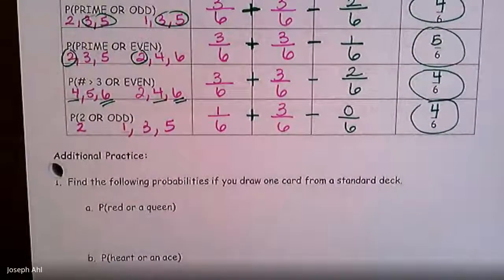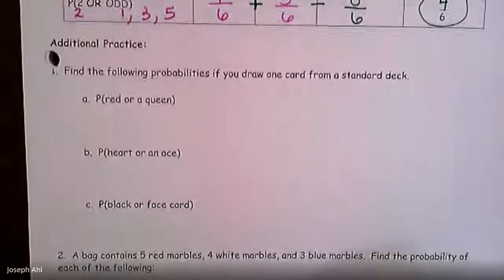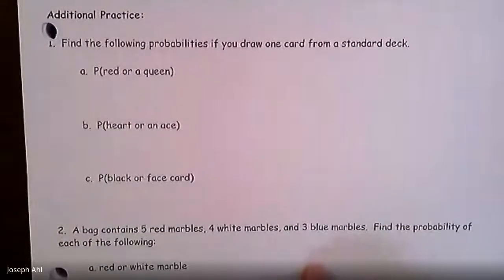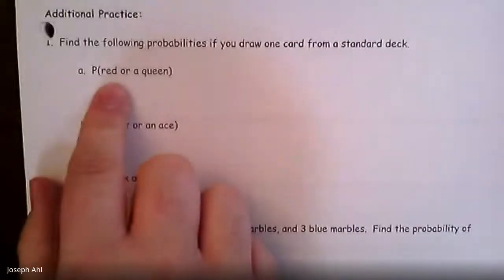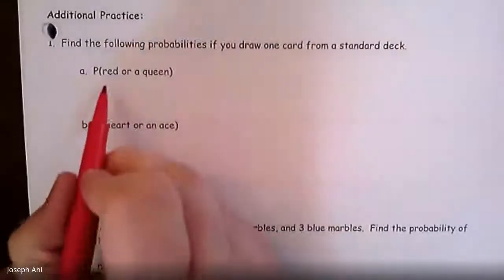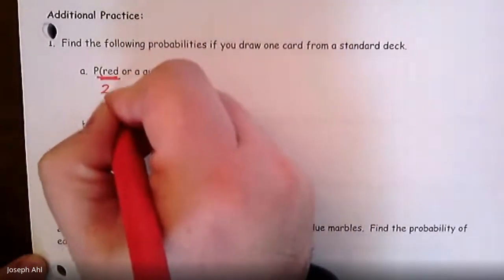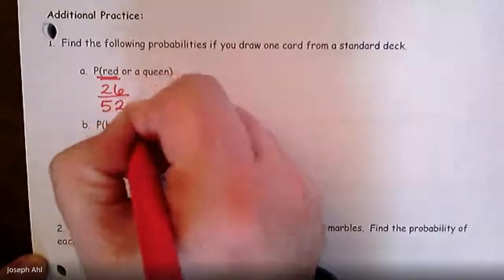So I think it's easiest to relate to what's happening with dice here. Well, let's actually extend our practice a little bit further and talk about what happens in a deck of cards. So find the probability, if you draw 1 card from a deck, that you get a red or a queen. Let's first talk about the probability of red. Well, half the cards in the deck are red. So that's 26 out of 52.